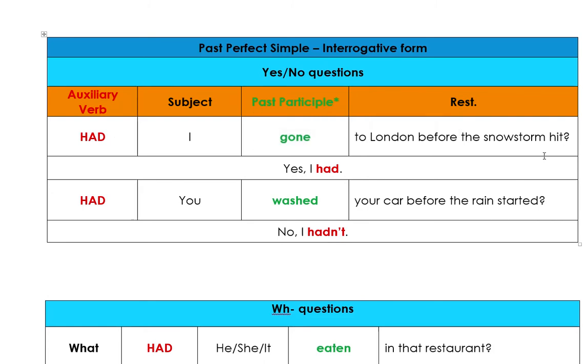Had I gone to London before the snowstorm hit? Okay, remember that the verb has to go in the past participle. If we have a yes-no question, we have to answer yes or no. Yes, I had. Had you washed your car before the rain started? No, I hadn't. If I answer yes, had in the affirmative. If I answer no, had in the negative, hadn't. Okay, hadn't or had not.